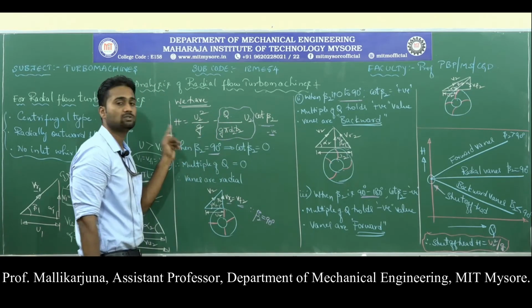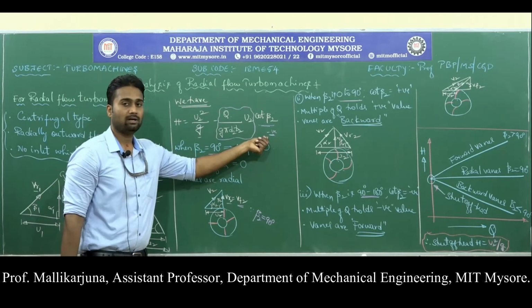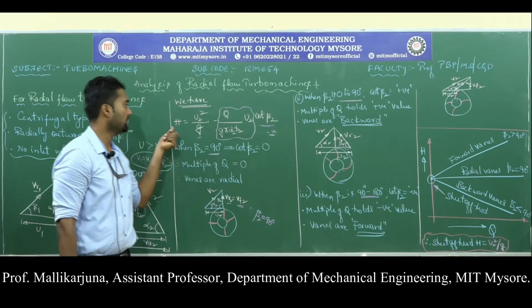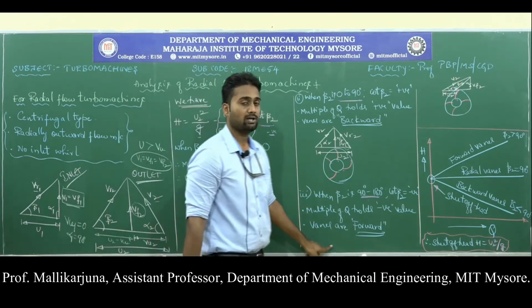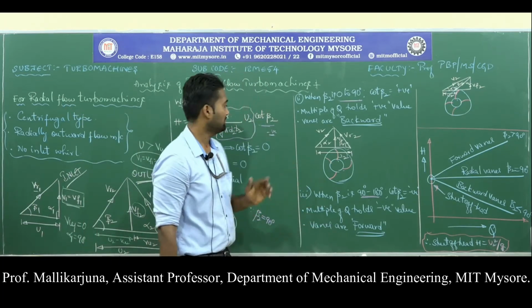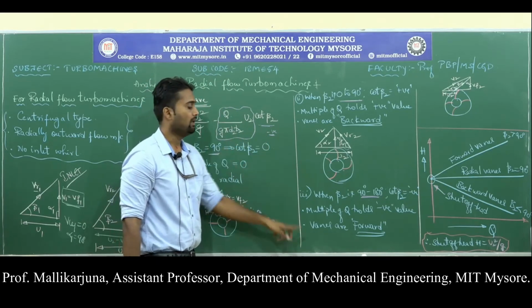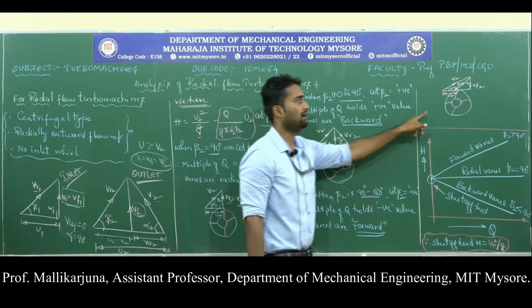That means the H is going to increase. Minus of minus will become positive. For this term, this will be an addition now, so that H becomes higher. That is what we have written over here. Once beta 2 is greater than 90 and less than 180, the vanes become forward vanes. That is what we have written over here.